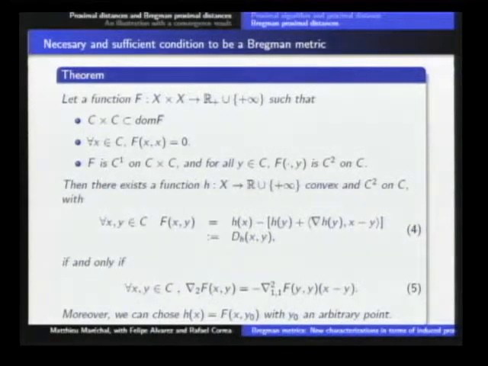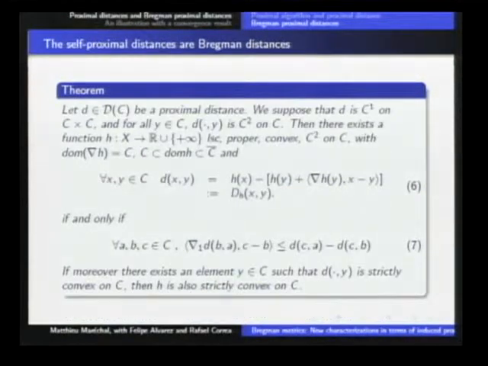That means we look for a candidate to be H, which is this, and after, thanks to this and to some calculus, we can obtain the equality of the gradient between dH and F. One consequence of this result is, for example, that a proximal distance is self-induced, in the sense that it is its own induced proximal distance, if and only if it is a Bregman distance. It was known that all Bregman distances are self-induced, but we also have the converse.